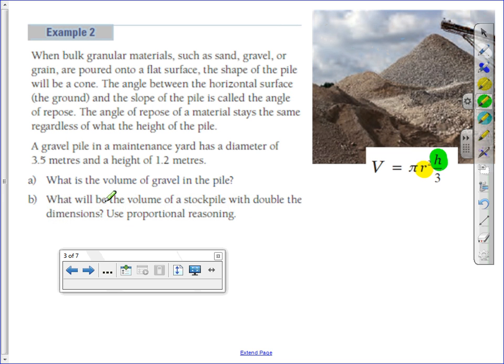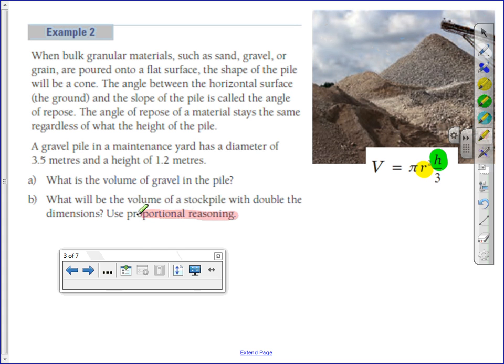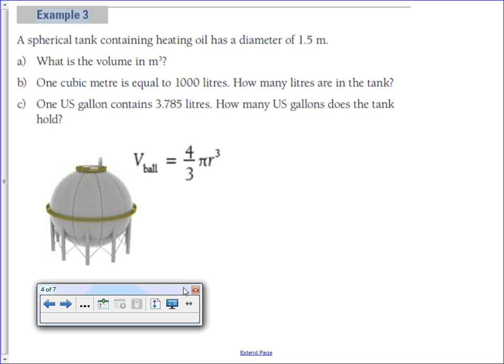And this question is kind of interesting because it talks about proportional reasoning. What does that mean? How do you find the volume if you double the dimensions considering proportional reasoning? And if you don't know what that means, make sure you ask me about it, and I'll be glad to explain it to you.